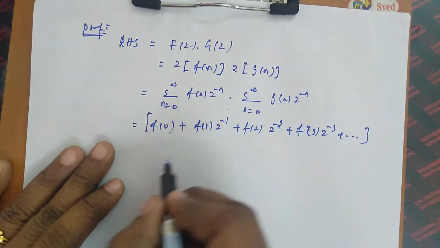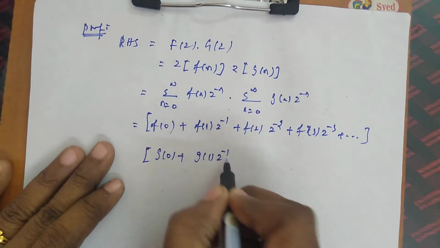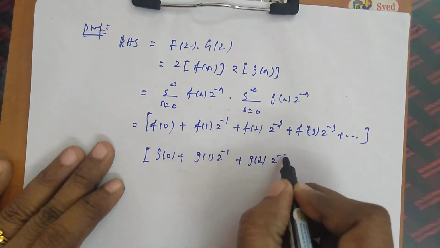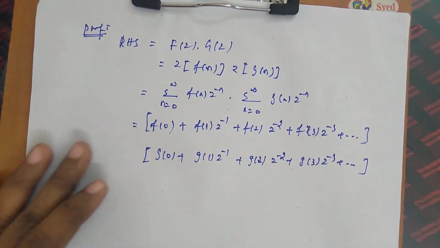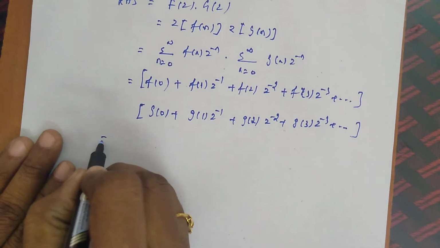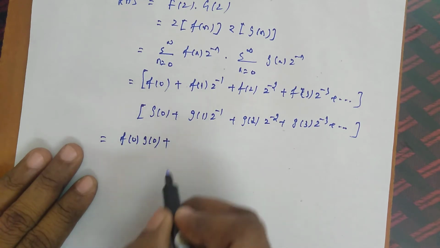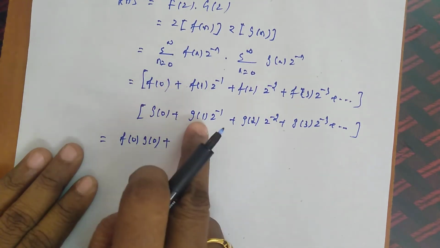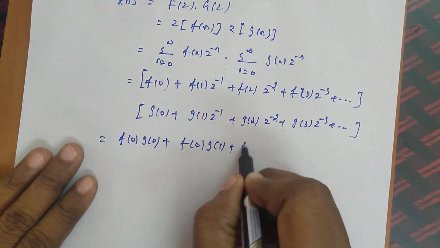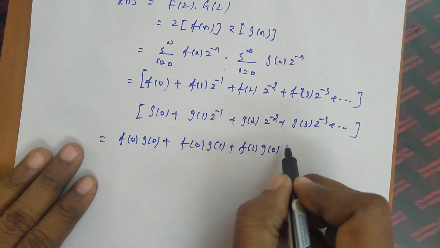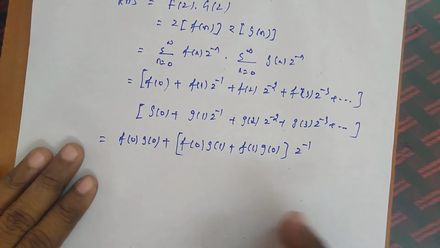Likewise for the second sequence, n equal to 0, g of 0 plus g of 1 into z power minus 1 plus g of 2 into z power minus 2 plus g of 3 into z power minus 3 plus etc. Now we are going to multiply these two sequences. So the first term is f of 0 into g of 0. Then the next one is f of 0 into g of 1 plus f of 1 into g of 0. For both the terms we have into what? Into z power minus 1. Likewise z power minus 2, z power minus 3, all the terms we can write.